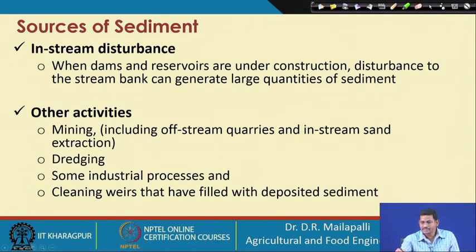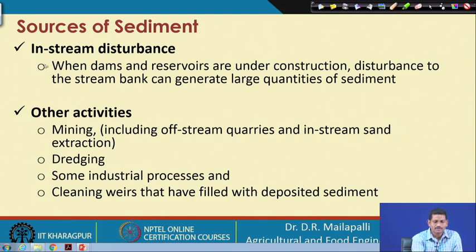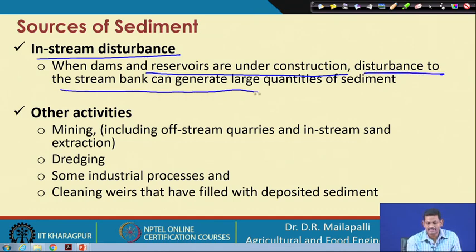And then in-stream disturbances, this is another source of sediment. When dams and reservoirs are under construction, disturbances to the stream bank can generate a large quantity of sediment. Under quiescent conditions, you may not see sediment transport to the downstream, but while constructing dams or doing any in-stream operations, that disturbs the bed sediments, and because of the flow, the disturbed sediments will pass from one place to another.